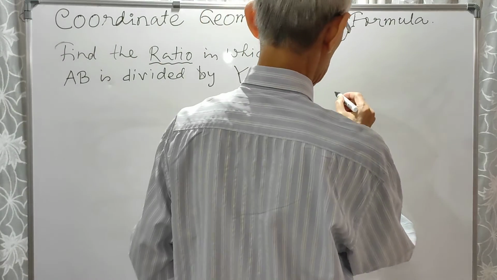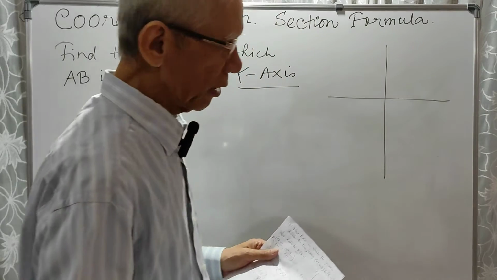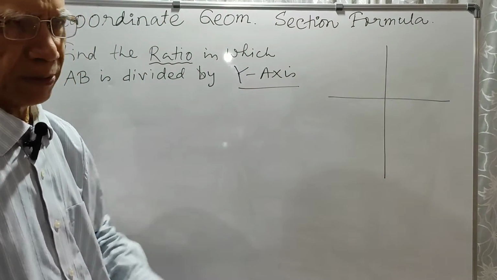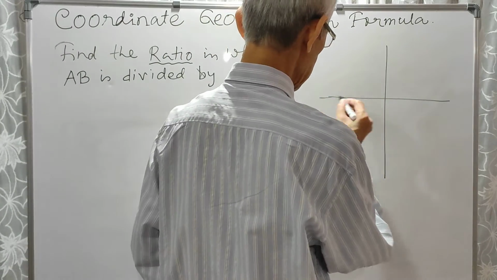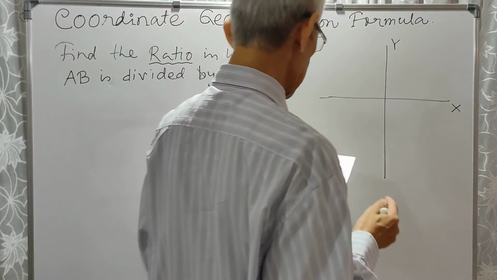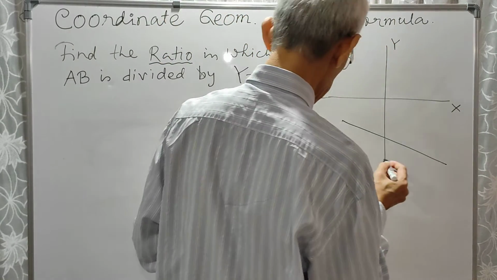Suppose this is the diagram. Now, the diagram will not be given, and you are not supposed to draw the diagram in the exam. But for explanation, I am drawing. So this is the x-axis, this is the origin, this is the y-axis. Now these are the two points. This is the straight line AB.